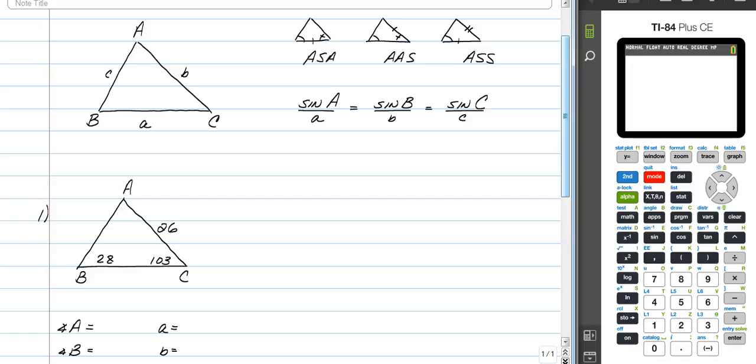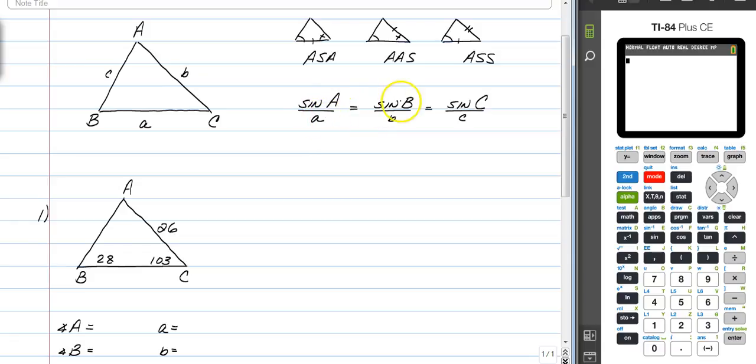So when we solve a triangle for all of its missing information, we need to know how to name things. If we have triangle ABC, little a is the side opposite of angle A, little b is the side opposite of angle B, and little c is the side opposite of angle C. Okay? So now that we know a little bit about the basics, we are going to apply this formula.